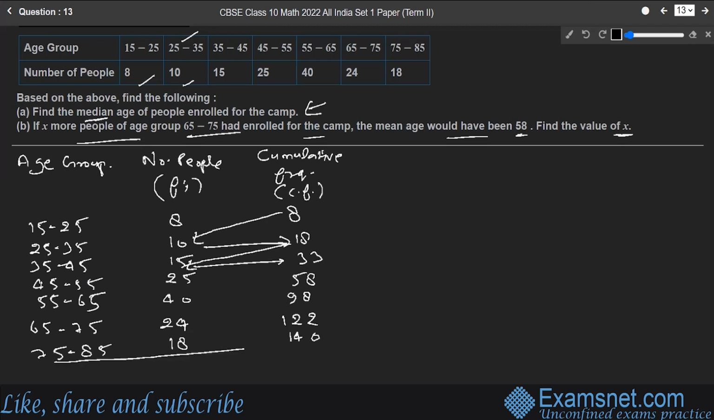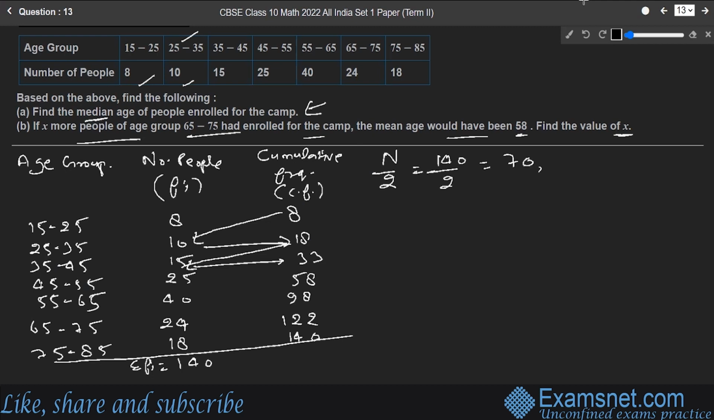If you take the sum of this, what is the summation Fi value coming? The sum of all these values is coming out to be 140. Okay, that is the summation Fi value. Now, to find out the median, we are supposed to know the middle term. So middle term is always going to be n by 2. The n value is summation Fi, that is 140 by 2, and that is nothing but 70.